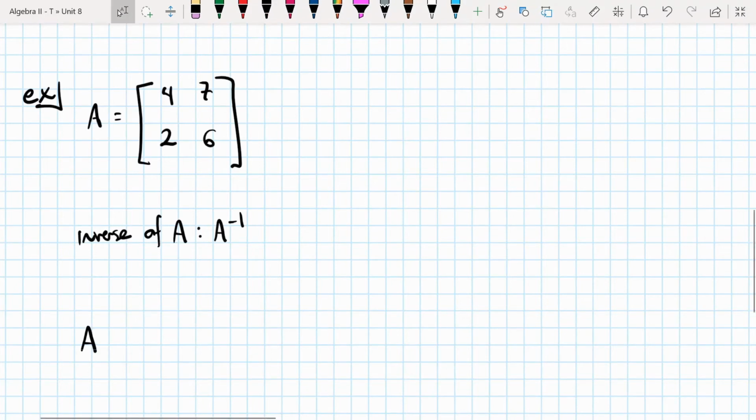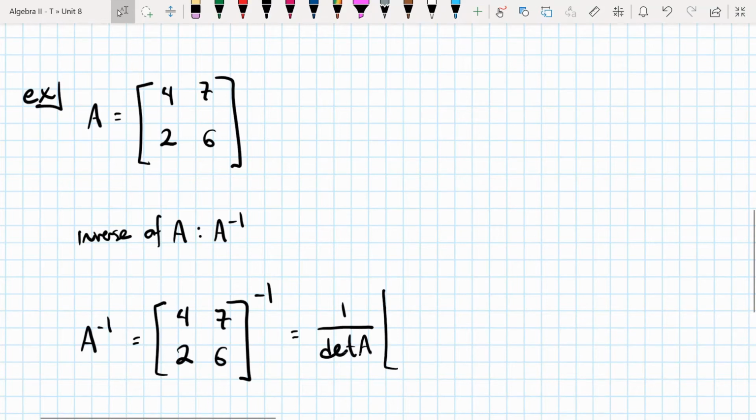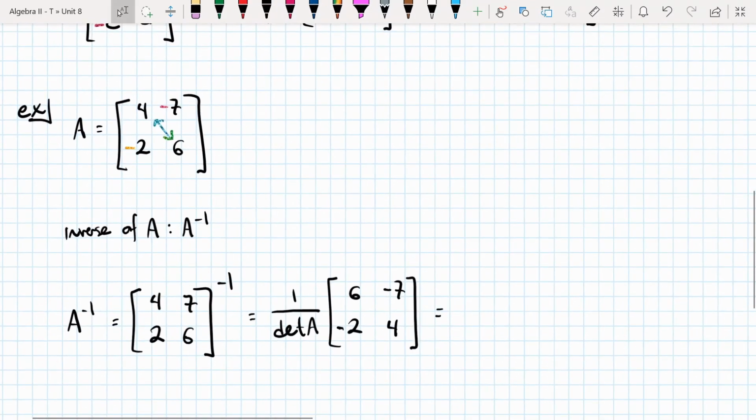So A negative 1 is equal to 4, 7, 2, 6, negative 1 here. Okay, so we're going to do 1 over the determinant of A times, well, 6 and 4 are going to flip their locations. And then we're going to input a negative in front of the 2 and the 7. Okay, so let's find the determinant of this. So 1 over.